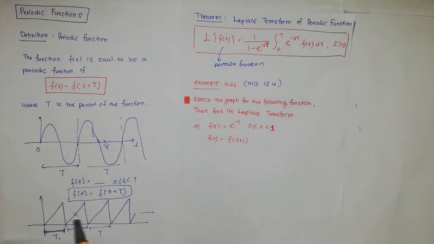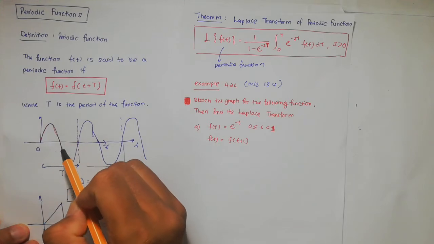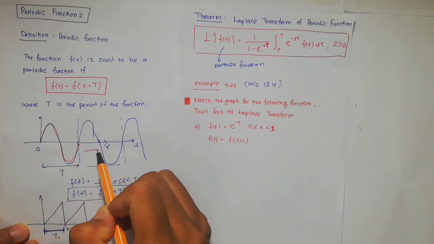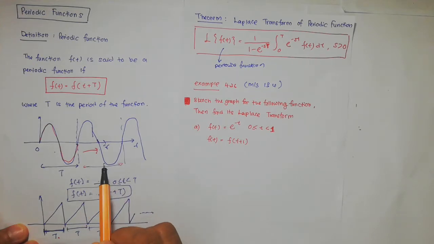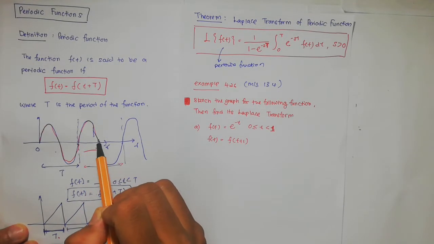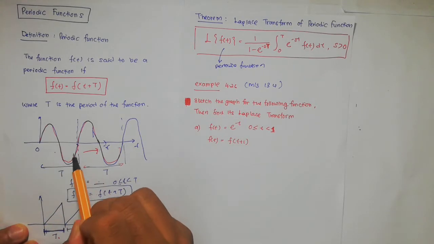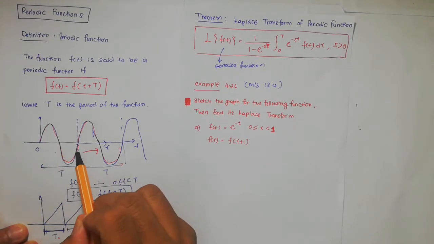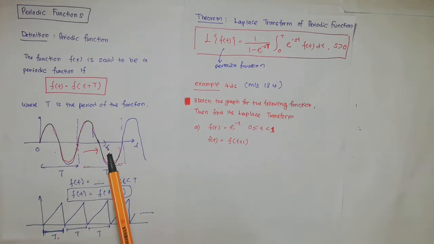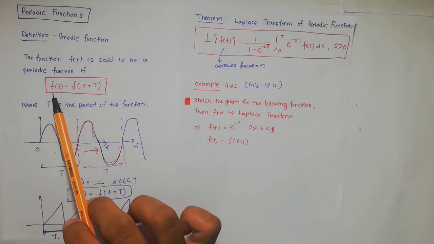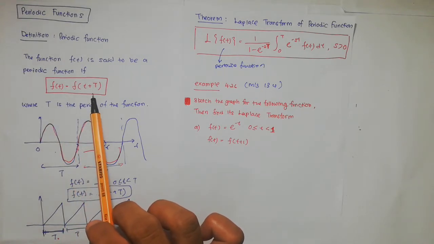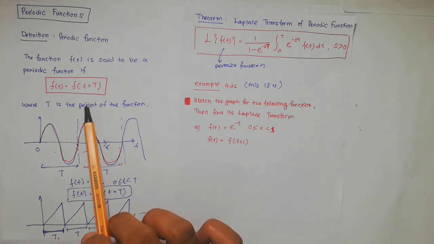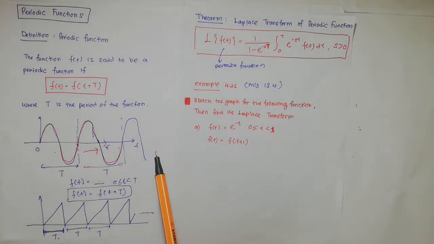You have this one cycle, and then this one cycle moves to the right for one period, so you will have a carbon copy of this signal or this function. That's the reason why for a periodic function, the condition is f(t) equal to f(t + T), with capital T referring to the period of the function.